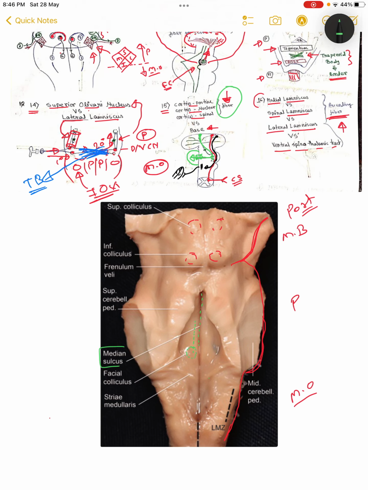Okay. Now you see in the median eminence, inferiorly you see this circular elevation. This is known as our facial colliculus. And posteriorly you see another circular elevation.